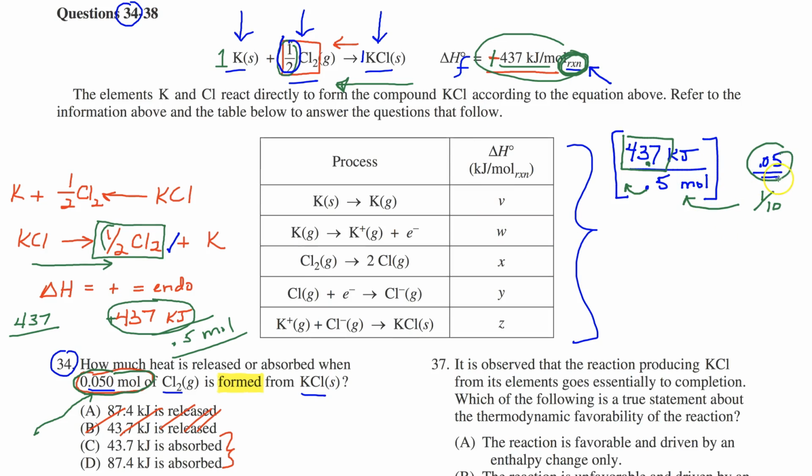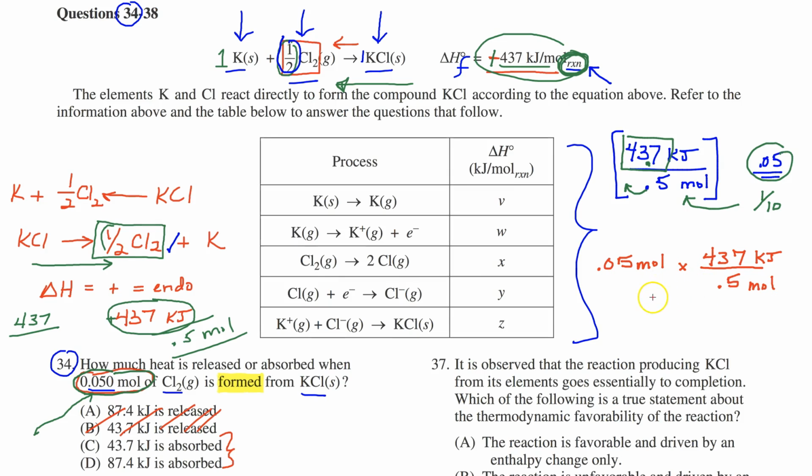Now, if you don't like the way I thought that through and want to do it a little bit more mathematically, what I could do is take 0.05, and that's the moles that we want. We can times it by the ratio. And what's the ratio? There's 437 kilojoules of heat absorbed or consumed, I like that better, per 0.5 moles. And you could times this to your heart's content and use a calculator to get the same answer.